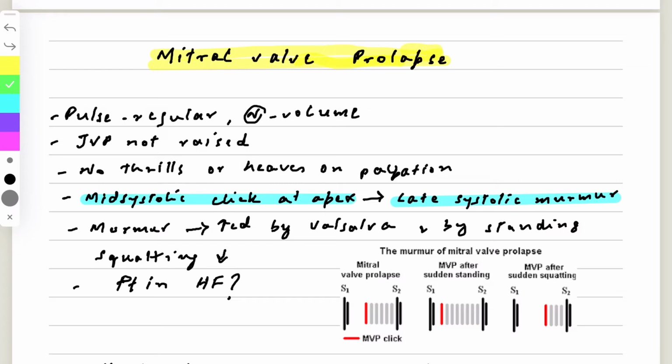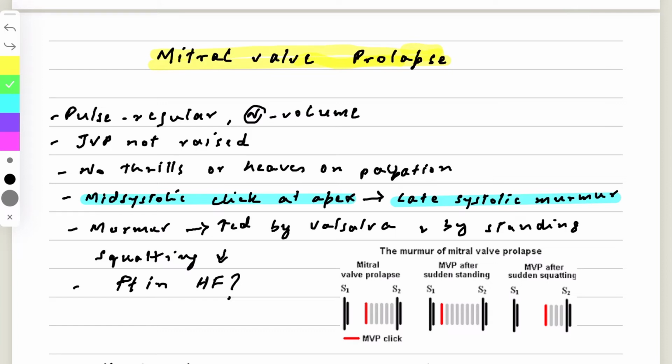So today we're going to discuss a bit about mitral valve prolapse, and I'm going to continue with my presentations for the cardiology PACES. Mitral valve prolapse is not very uncommon, and you can get the case of MVP in your PACES examination. I'll try to be very brief and to the point.